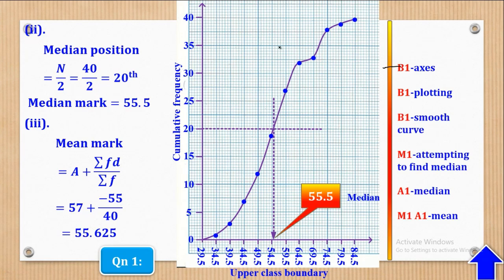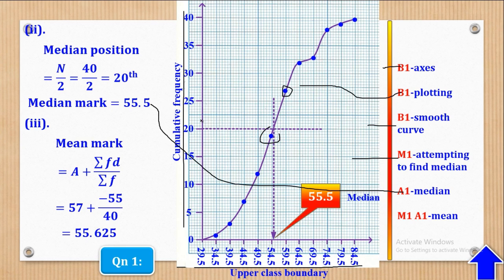B1 will be for drawing the axes, so drawing this vertical axis and the horizontal axis well labeled and with a uniform scale, that is B1. Another B1 was for plotting all those points, and then another B1 for drawing a smooth curve, so this smooth curve is also B1. Then M1 was for attempting to find the median, so these dotted lines show that you attempted to find the median. Then A1 is for you to state the median mark, which is here. M1 is for you to substitute in the formula for the mean, and A1 is for you to get the mean which they wanted. So basically that's what they wanted in this question 1.